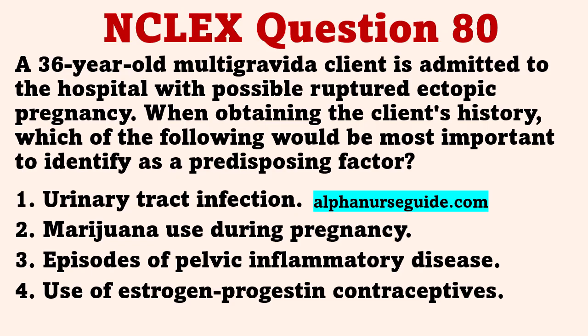Ectopic pregnancy is not related to urinary tract infections. Exercise during pregnancy is not associated with ectopic pregnancy. Progestin-only contraceptives and intrauterine devices have been associated with ectopic pregnancy.